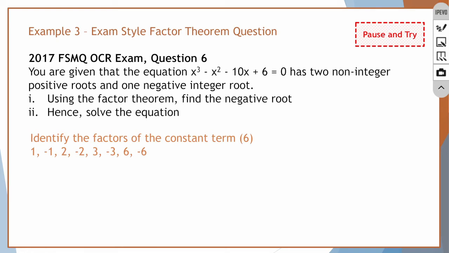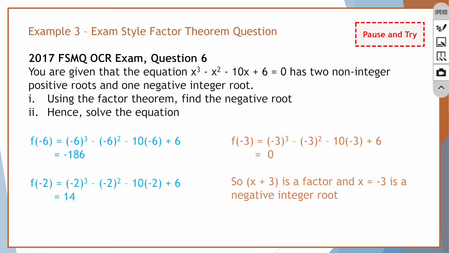Since we know that we're looking for a negative root, we can look at these factors and immediately eliminate all of the positive integers. Now that we've done that, we just have to substitute each one into the function. So here's negative 1 as an example, and here are the others. The one that we're really interested in is this negative 3 over here. We can see that whenever we substitute negative 3 into the function, we get a remainder of 0.